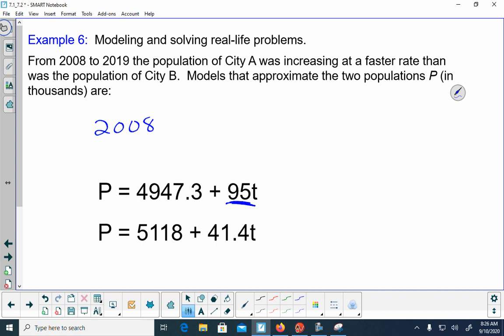This 95T tells you that each year you're increasing your population by 95 people. And then city 2, each year you're increasing your population by 41.4. You can solve this system. I probably wouldn't even graph. I would probably do the easiest way, because the way it's set up, I would probably do elimination and multiply one of these by a negative number, a -1. So let's say I just multiply the second one by -1.